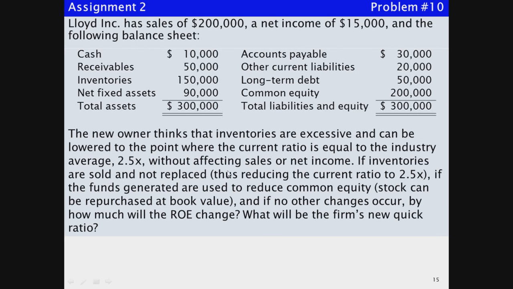So if inventories are sold and not replaced, thus reducing the current ratio to 2.5 times, if the funds generated are used to reduce common equity, assuming stock can be repurchased at book value, and if no other changes occur, by how much will the ROE change? So they're going to start selling the inventory without replacing it. With the cash that they get, they're going to repurchase shares of stock at book value. So we're assuming that the market value to book value ratio is 1 here. How much would that cause return on equity to change? And then what would be the firm's new quick ratio?